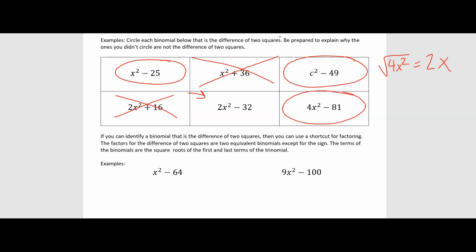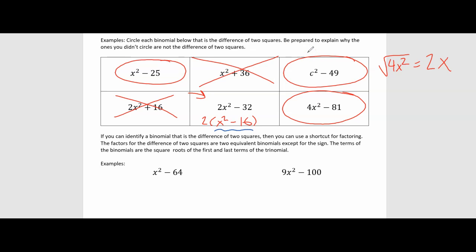Now this one right here is the one there could be some debate on. If we take it just as it is, it's not the difference of two squares, because the square root of 2 is not a whole number. The square root of 32 is not a whole number. However, you could factor out a 2 from both terms to get 2 times the quantity x squared minus 16.